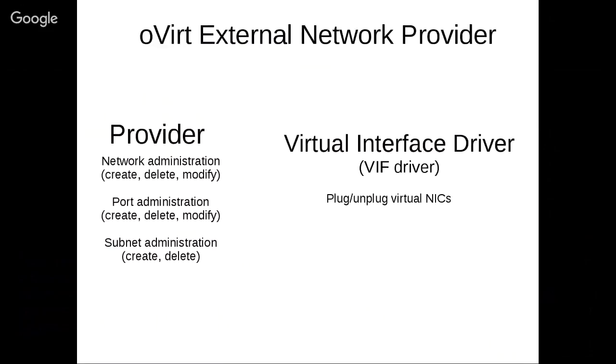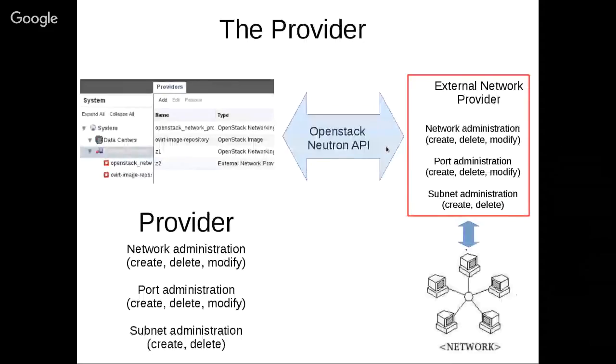The implementation of an external network provider consists of two parts. One is the provider to which the oVirt engine connects and interacts. The other is the virtual interface driver, VIF driver in short, which takes care of plugging and unplugging virtual NICs on VDSM hosts. Let's talk about the provider first.